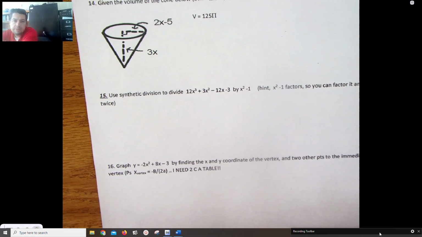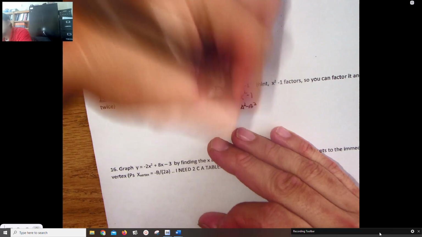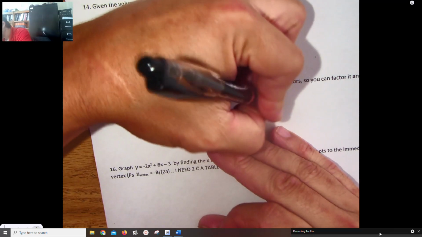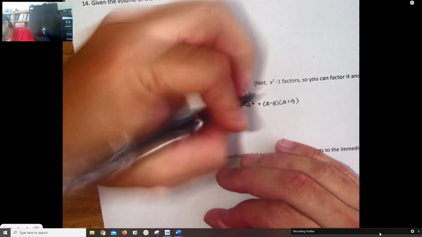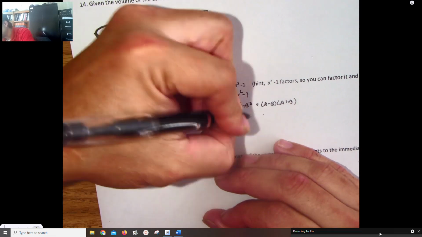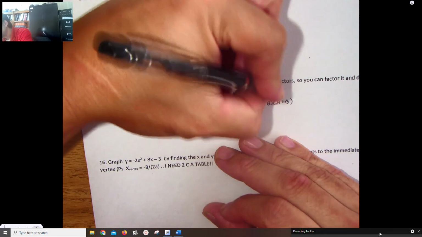All right. Looks like I got 15 marked off. Use synthetic division to divide this thing by x squared minus 1. It says hint this thing factors, so you can factor it and do synthetic division twice. So let's do that. x squared minus 1 is an a squared minus b squared pattern. And a squared minus b squared factors as a minus b times a plus b. So what's squared here is x. So a is x. What's squared here is 1. B is 1. I just plug into my little pattern. x squared minus 1 factors as x minus 1 times x plus 1.